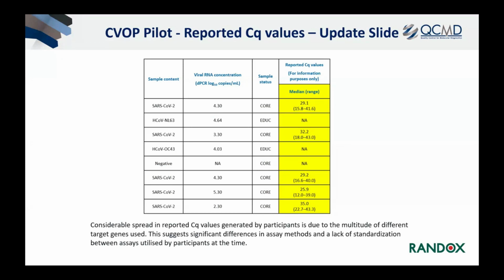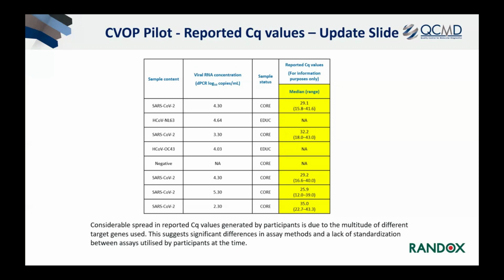We also, in addition, collect CT values or CQ values to show some indication of the sort of quantity of virus detected in the samples. Now these, as we know, CQ values are not comparable between assays. They're just used purely for information as an indication.